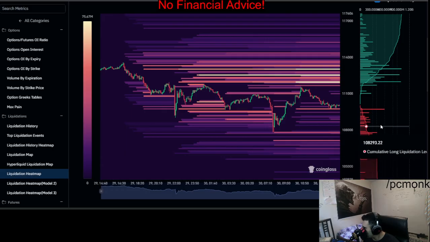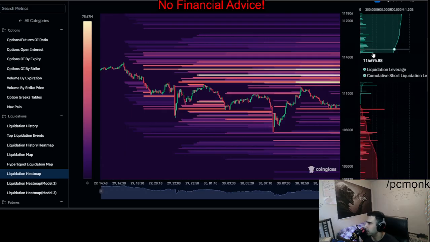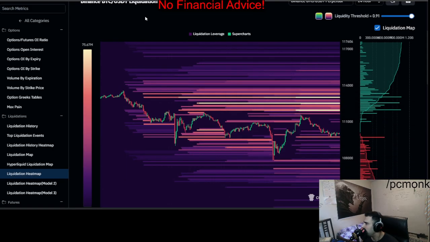Now you might be like, okay, so what is this? I'll talk about this. CoinGlass has a similar liquidation map that will show you this only, but they put it in here too. But it doesn't show you the cumulative short liquidation leverage. That's why we're going to skip that part.